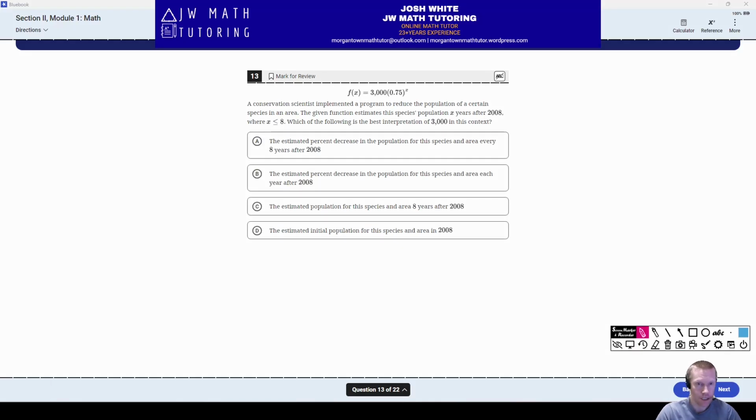Next up, number 13, we have an exponential function here. If you're familiar with the basic setup of these, it's like a, and then this is 1 plus or minus r, and then here's where you have your exponent. So this is a basic form of an exponential function. R is either your growth rate or your decay or decline rate, whatever you want to call it.